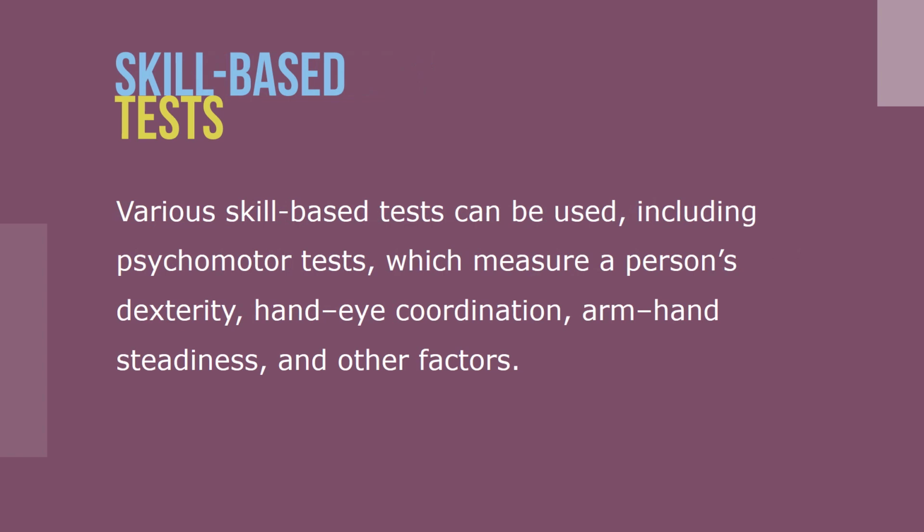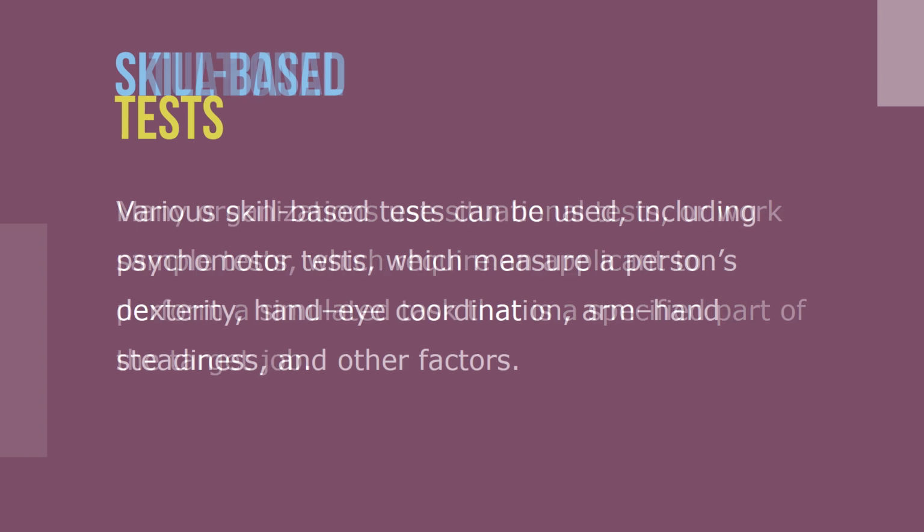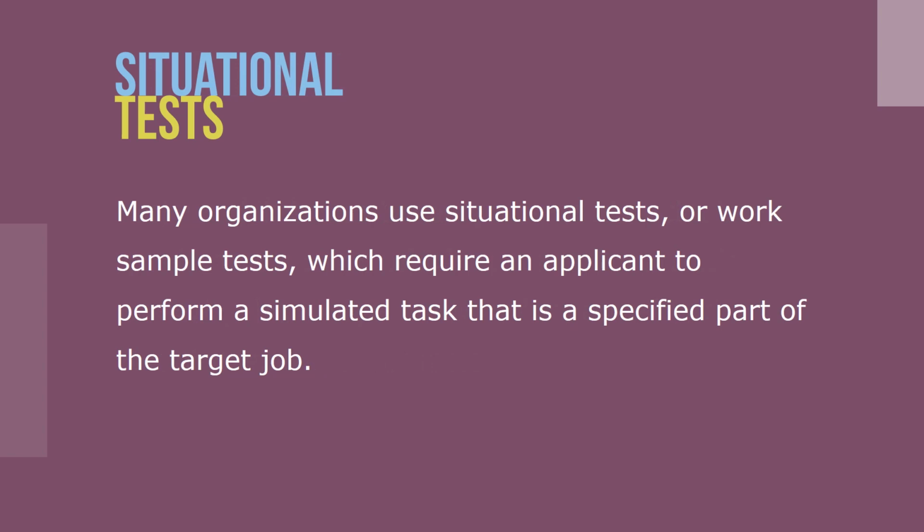Various skills-based tests can be used, including psychomotor tests, which measure a person's dexterity, hand-eye coordination, arm-hand steadiness, and other factors. Many organizations use situational tests or work sample tests, which require an applicant to perform a simulated task that is a specified part of a target job. Requiring an applicant for an administrative assistance job to type a business letter as quickly as possible would be one such task. Work samples are among the most valid and appropriate tests because they're highly relevant and job-related.